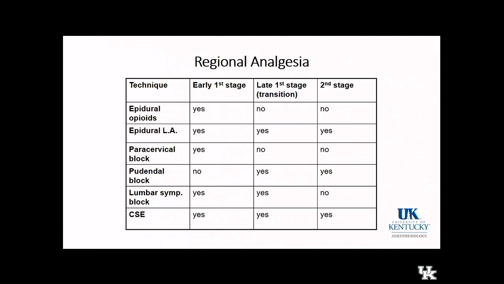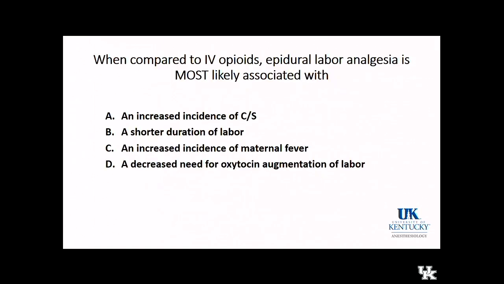So that is just a real brief summary of labor analgesia in terms of what techniques we do can provide adequate analgesia. But there are adverse effects when we do things like epidurals. And so in this question, if you're comparing it to IV opioids, epidural labor analgesia is most likely associated with which of the following?